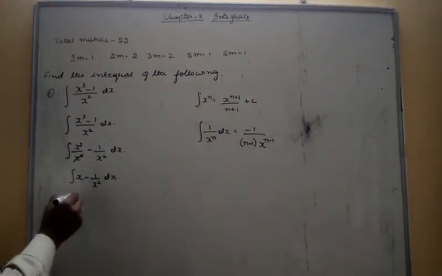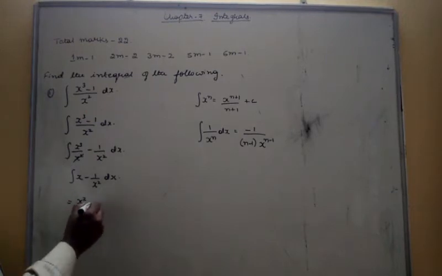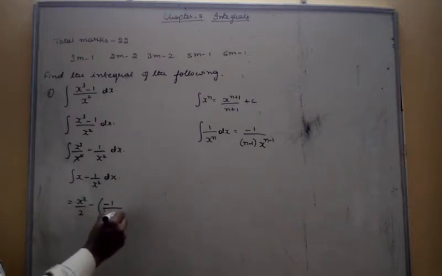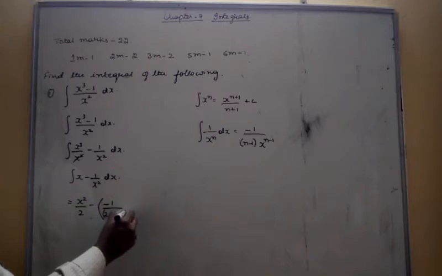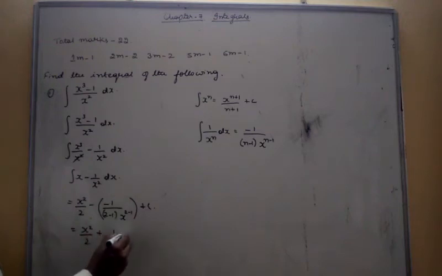So here, the integration of x is x square by 2, minus the integration of 1 by x square, which is minus 1 by 2 minus 1 into x to the power of 2 minus 1, plus c. Then we can write x square by 2 plus, minus into minus is plus, 1 into x to the power of 1, plus c. Then x square by 2 plus 1 by x plus c. Okay.